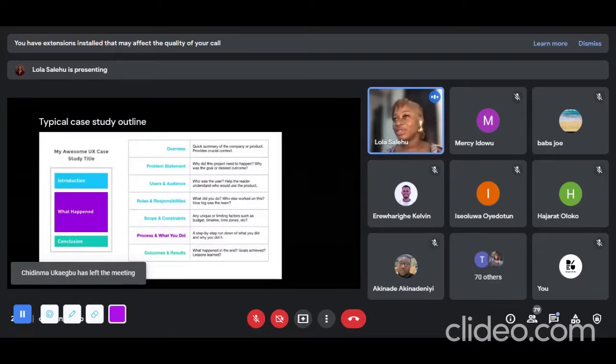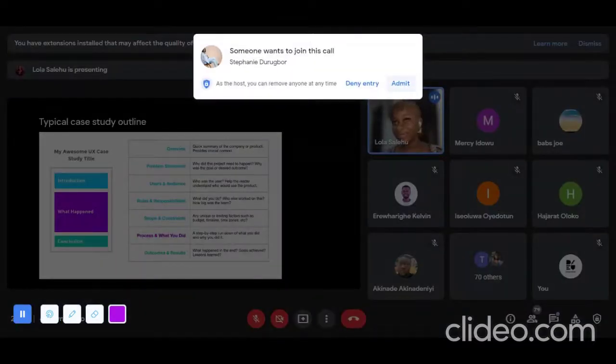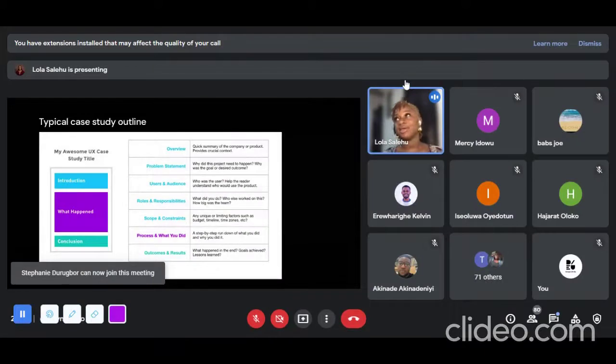This is what a typical case study outline looks like. I'm sure we're all used to seeing overview, problem statement, and all of that. Essentially, this helps you understand the big picture of your project so that you can decide how best to structure your case study. Or in some cases, if the project is big enough, you might need more than one case study, depending on the scope of the project. So you want to start with an outline like this. It typically has these 7 sections, and then you start filling in bullet points under each section.